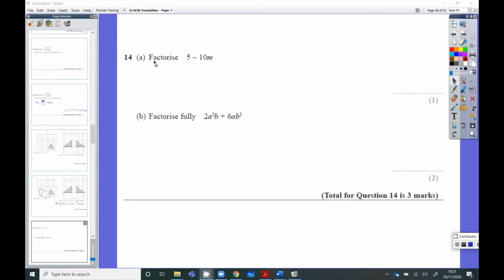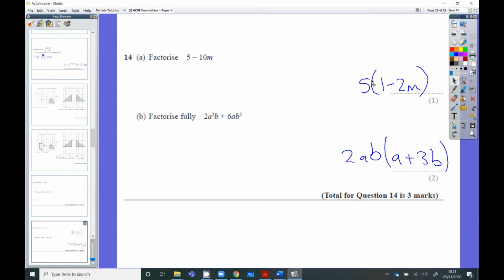Question 14. Now remember, factorising means putting the brackets in. So we're going to take out the highest common factor outside the bracket. So what's the biggest number that goes into both 5 and 10? Well, that's 5. So take 5 outside the bracket. So we have 5 open bracket. 5 times what gives us 5? Well, that's a 1. Get the sign right, it's a minus. Then 5 times what gives us 10m? Well, that's 2m. And obviously it's easy to check your answer, just expand and we get 5 minus 10m.